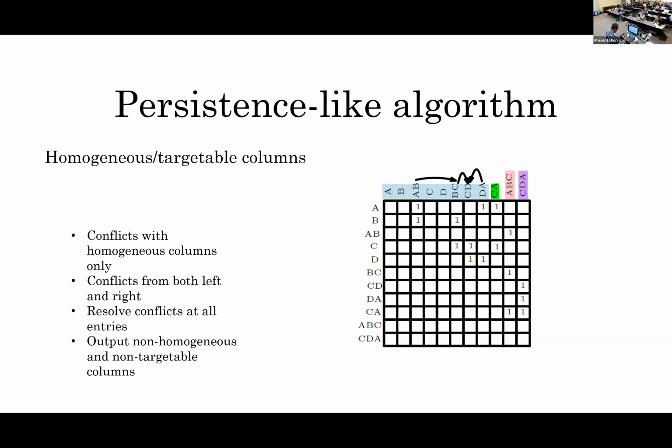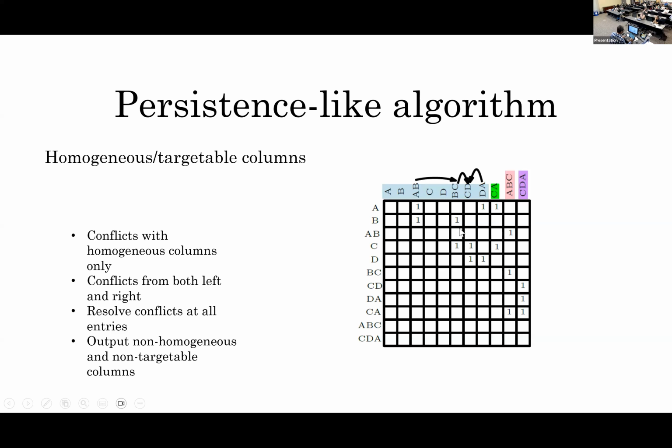Okay, so let me illustrate how the algorithm works with this example. When I reach AB, nothing happens because there is no conflict. So I pass AB. The first time I have a conflict is probably in the column BC. In the column BC, its lowest one conflicts with CA, but CA is not a homogeneous column, so nothing happens to BC. But at the entry at row B, I have a conflict with the column AB. Remember, at all entries, I have to consider the conflict. So then I will add AB to BC.